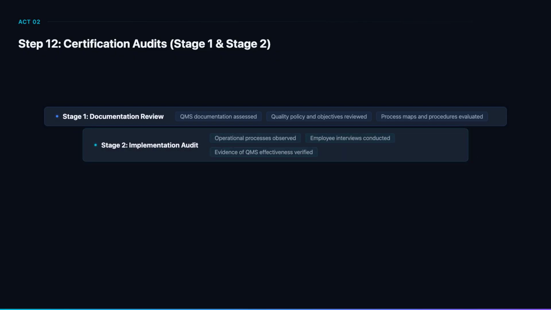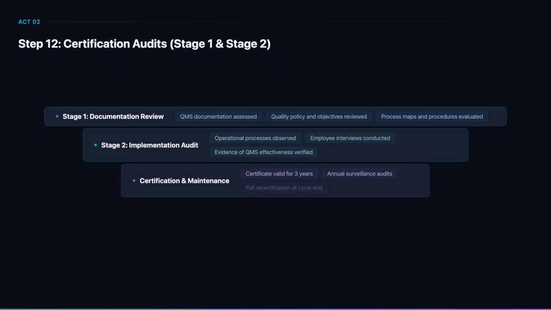Stage 2 is the in-depth implementation audit. Auditors observe your operations, interview employees, and verify that the QMS is functioning effectively and embedded in the organization's culture. This is the main certification assessment. Upon passing Stage 2, you receive certification valid for 3 years. Annual surveillance audits ensure ongoing compliance, followed by a full recertification audit at the end of the cycle.